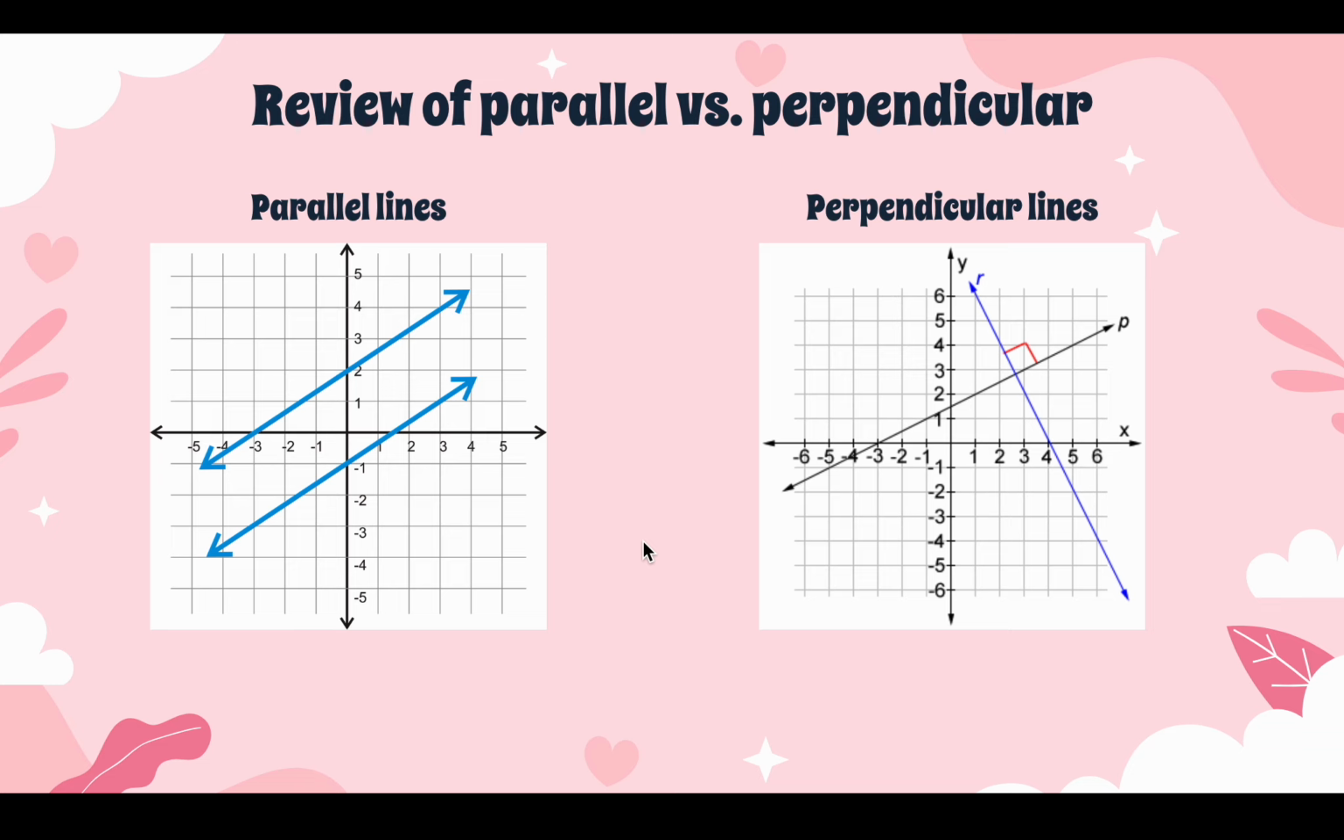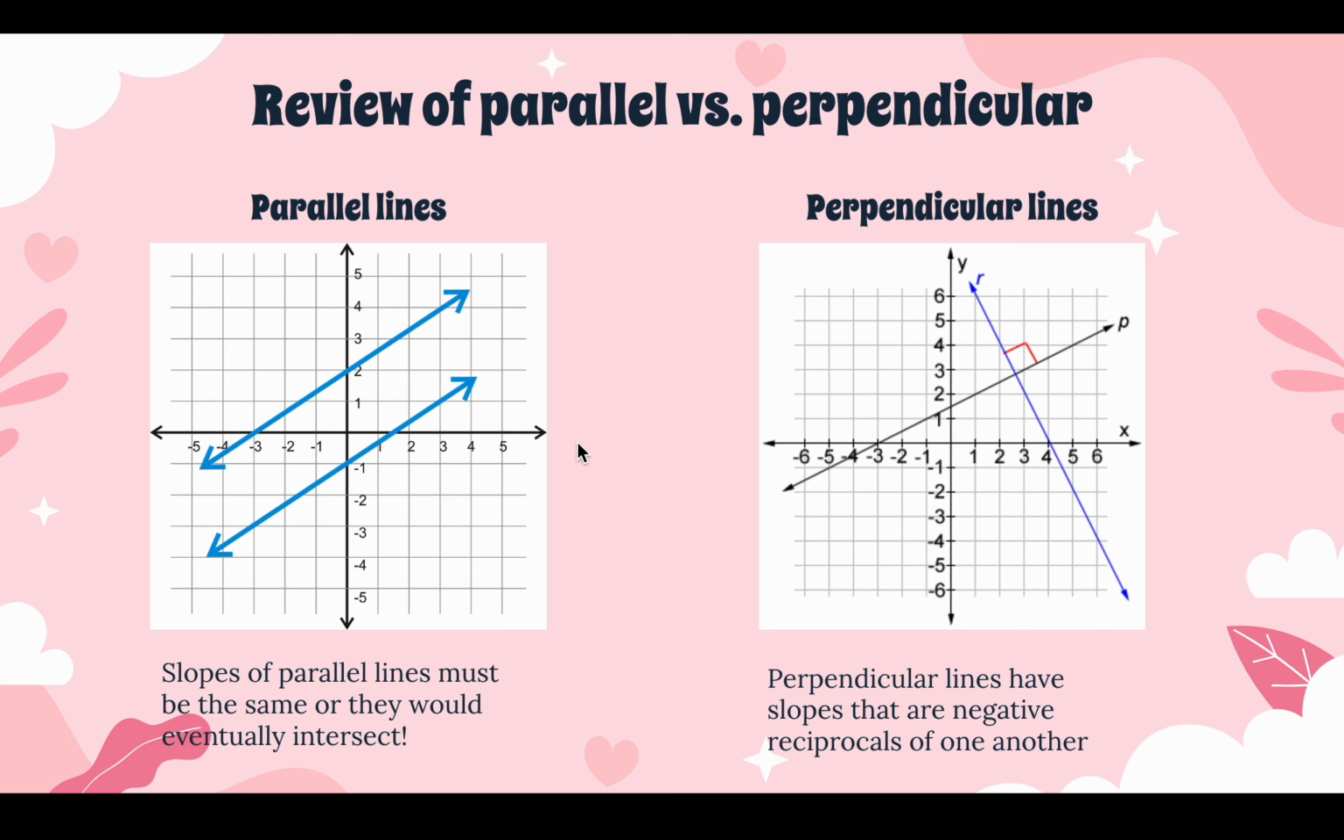So, you guys know that parallel lines don't touch, and perpendicular lines, when they meet, they're forming those 90-degree angles. So, we've been dealing with a lot of this in our quadrilateral unit, but now we're kind of just bringing it to a coordinate grid and showing it in that way.